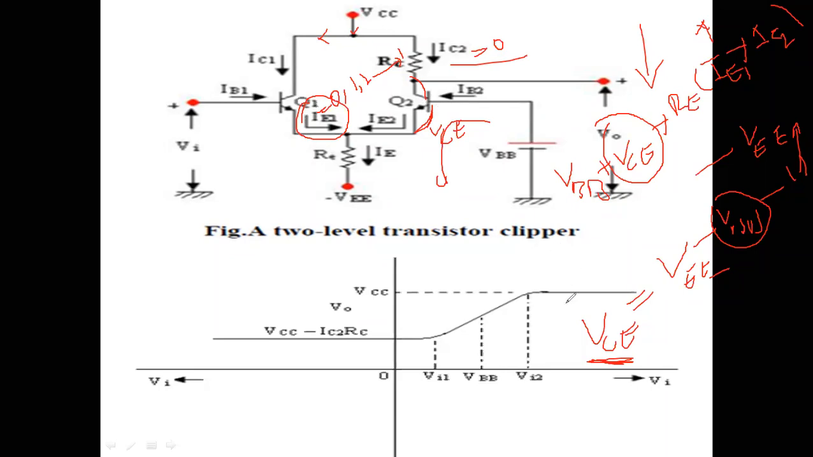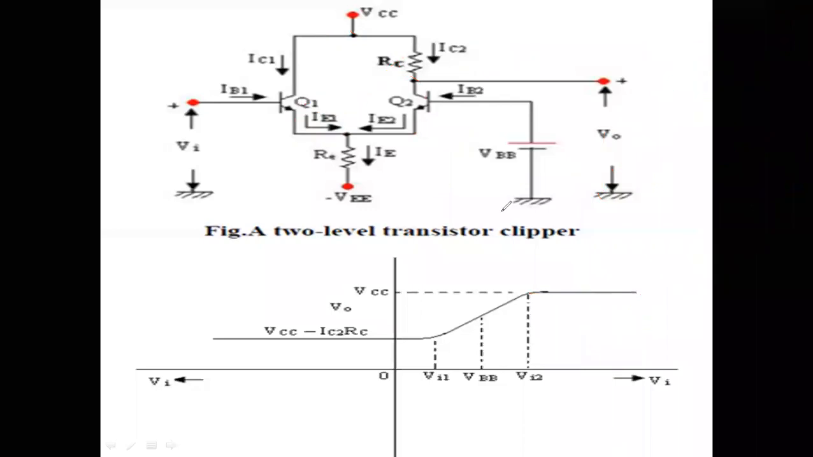Once Q2 is off, you get the output voltage as VCC only, because VCC minus this drop is VCC. This current is 0, therefore this drop will be 0. Therefore, we get a constant voltage here. This is the transfer characteristics.